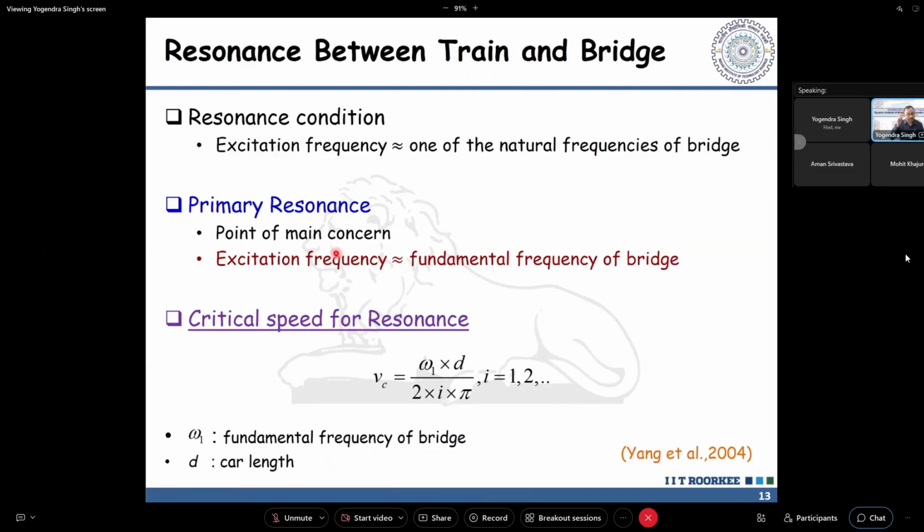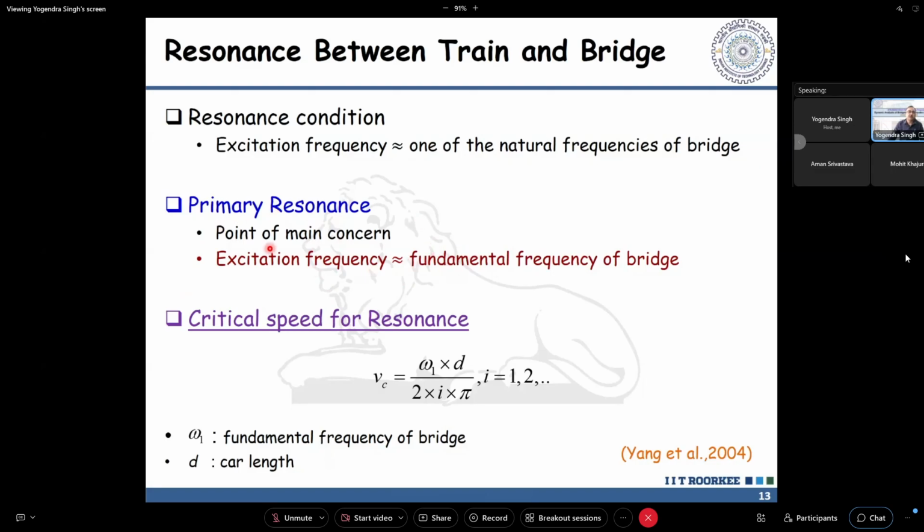Now, the worst condition, we have seen, is when TD by TN is close to 0.5. So there we have what we call resonance condition. Resonance condition occurs when the exciting frequency is close to one of the natural frequencies of the bridge. So this situation we have to avoid. And we can have a primary resonance where the exciting frequency is matching with the fundamental natural frequency of the bridge. So when it is close to the fundamental natural frequency, we call it primary resonance.